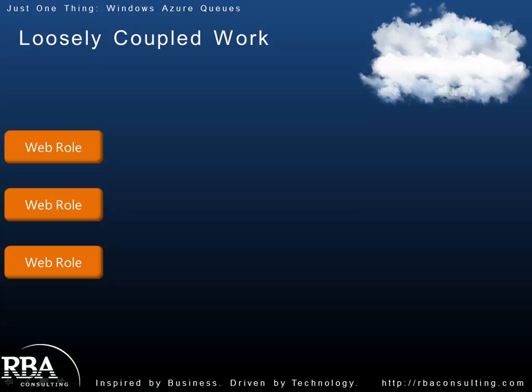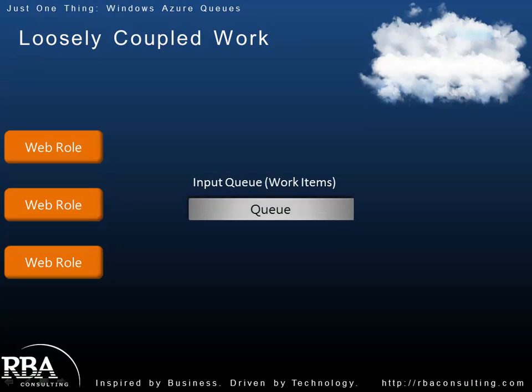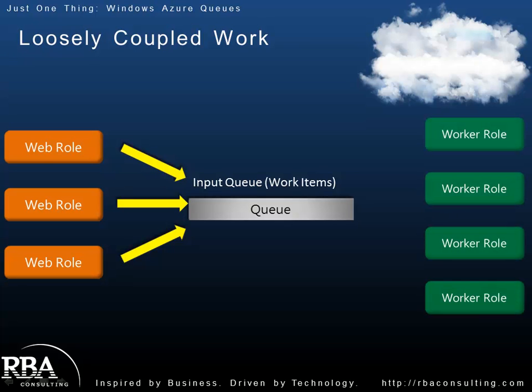But once the upload is completed, those web roles could then drop messages onto a queue. So think input queue, a work item, to say, hey, there's a new video and it needs to be encoded. In the background, I can have a number of worker roles monitoring that queue and processing appropriately. Once that message hits the queue, the first worker role to pick up the message will find it. That message will become hidden. The worker role will then encode the video or do whatever work needs to be done, and then delete the message off the queue.